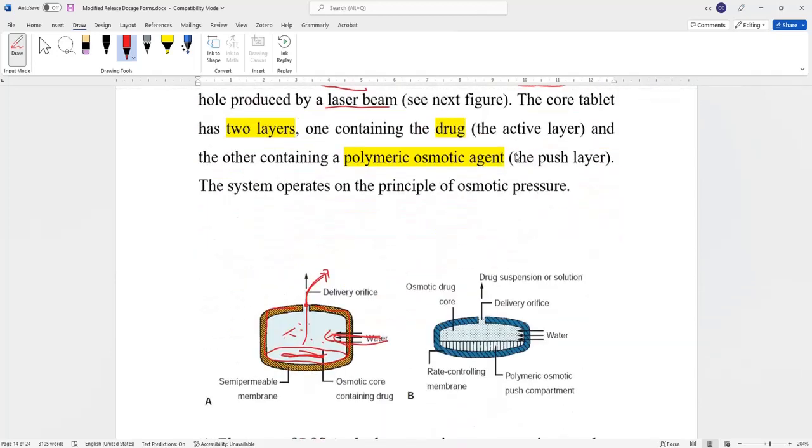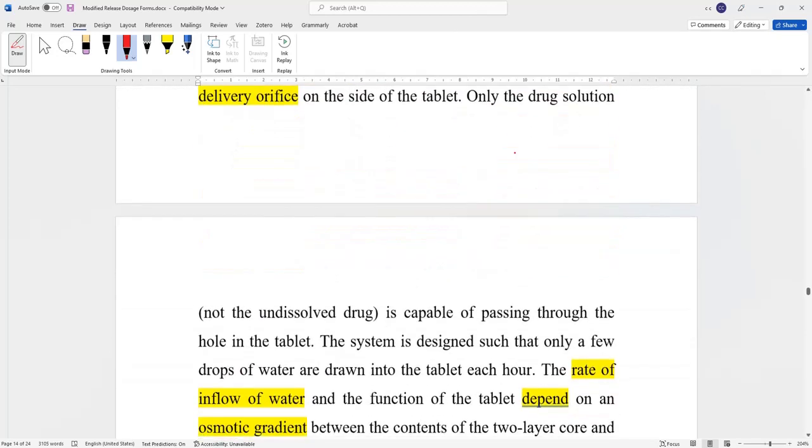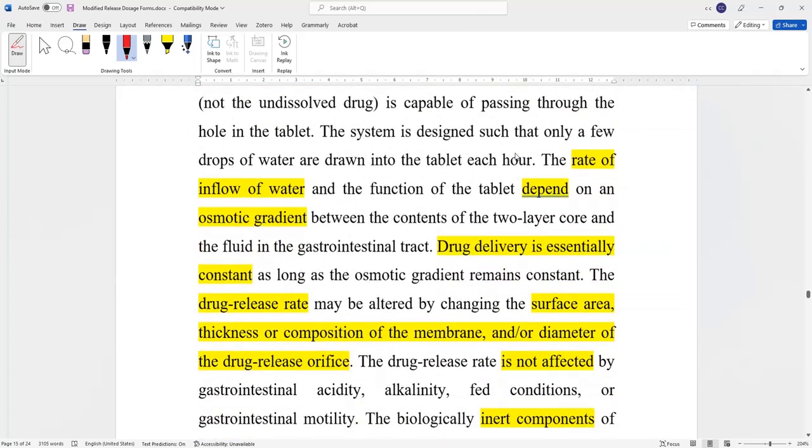طيب, what is this controlled manner? The controlled manner بيكون عندنا تقريبا release rate is constant, وعبارة عن few drops of water gets drawn into the tablet each hour. Okay, and this usually remains constant.